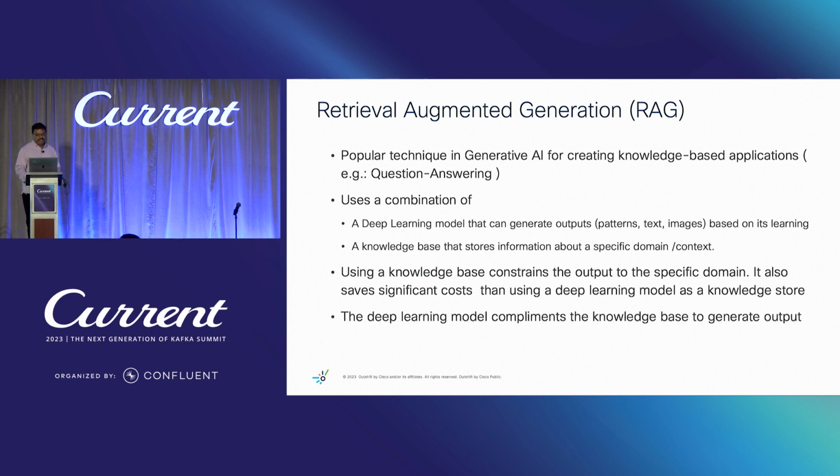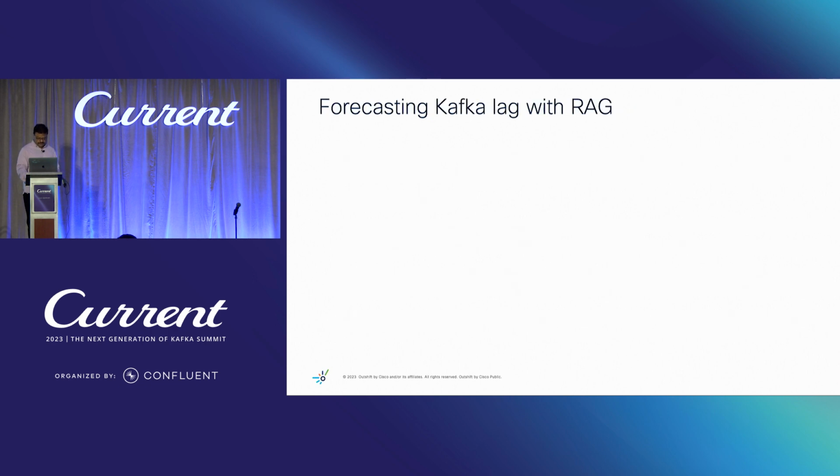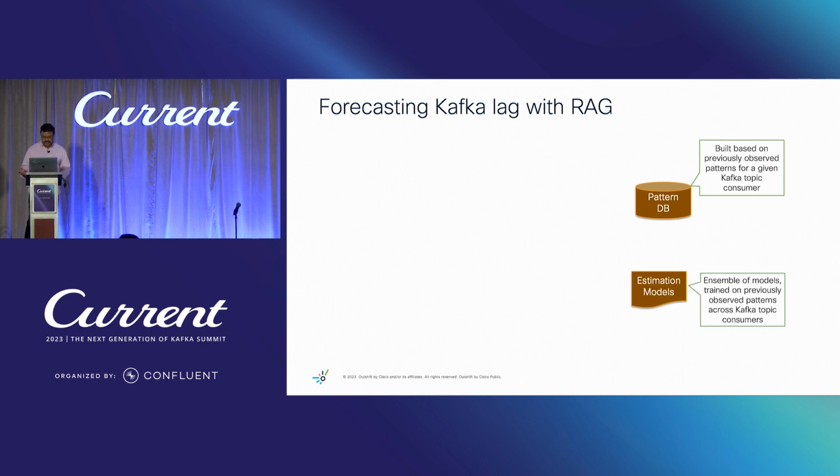So how are we going to use this in forecasting Kafka lag? The technique that we developed for forecasting Kafka lag is to start with the pattern database. The pattern database essentially is built based on previously observed patterns for a given Kafka topic consumer. So we observe data over time, and for that we take the data, split it into key value pairs, and then create this pattern database of keys and values of all the past observed patterns. Then we also have estimation models. These are deep learning models that are built. They are trained on previously observed patterns, but again, we are trying to train here on more generic data patterns.